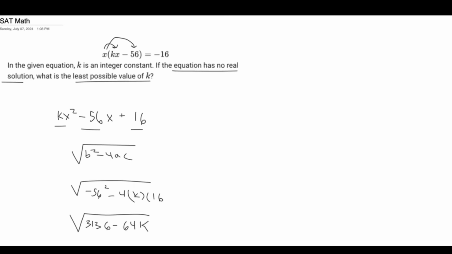As we said before, we want this discriminant to be negative, but it also has to be the least possible value of k. And it's an integer value, so we don't want any decimals, right? So first off, let's just find the value of k that makes this 0. What would make this 0? Well, k would have to multiply by 64 to give us 3,136, right? So in this case, k would be 49, right? So if k is 49, we would have 3,136 minus 3,136, and then we would only have one real solution. But in our case, we want no real solutions.